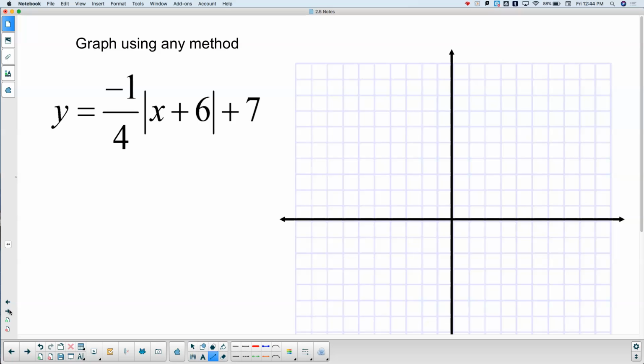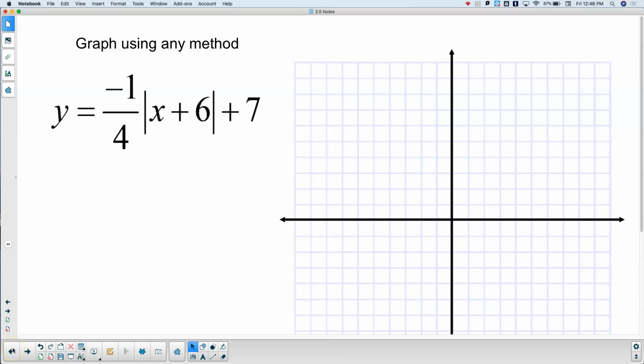Graph this one using any method that you choose right now. Okay, so vertex, where is it at? I'm going to do it the quick method. Where's my vertex at? -6, 7. So that is 2 and 4 and 6 over, and 7 right there. Okay? My A value is what?